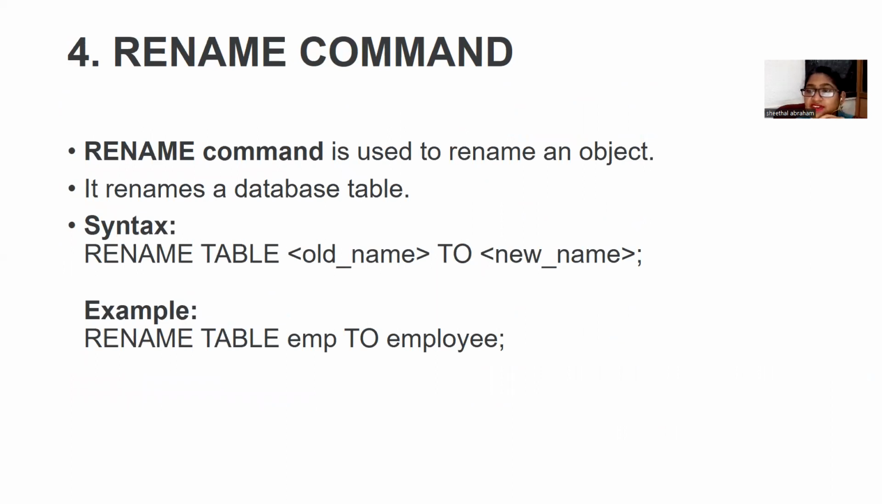Then we have the rename command. The rename command is used to rename an object. It renames a database table. So: rename table, old name to new name. If I want to change a column name, then I can use the alter command. But if I want to rename a table itself, I can use the rename command because it is changing the name of the table. So: rename table, old name to new name. The example is rename table emp to employee.